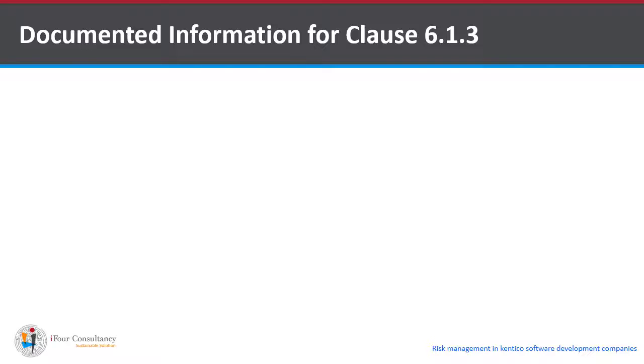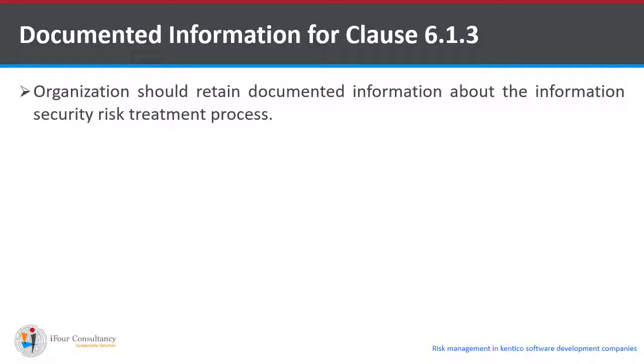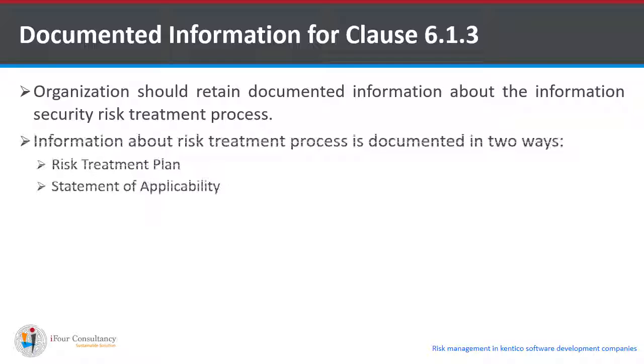So, what is the documented information for Clause 6.1.3? The organization should retain documented information about the information security risk treatment process. Information about the risk treatment process is documented in two ways: first, the risk treatment plan, that is RTP, and second, the statement of applicability, that is SOA.